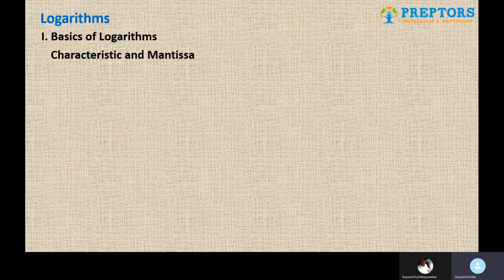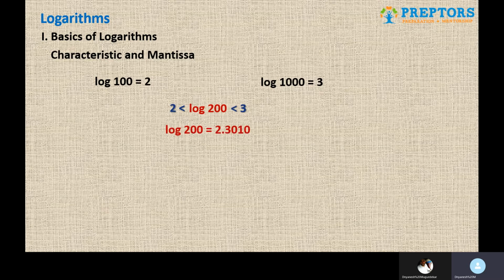After this, there is a part called characteristics and mantissa, which is slightly different. So let's explore that in detail. We know for a fact that log 100 is 2 and log 1000 is 3. So if I want to take log of any number which is in between 100 and 1000, suppose log 200, I know that the answer of this should be between 2 and 3. Now, to be specific, log 200 is 2.3010.